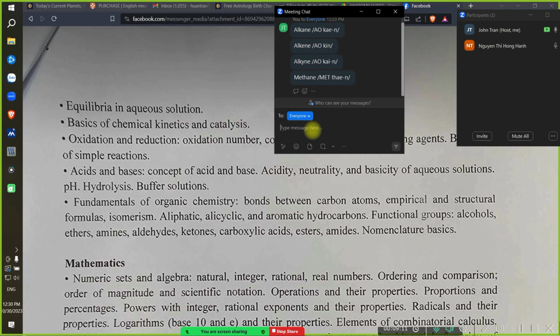Alright, you should also mention the overlapping. The pi bond is basically not a real bond. It's just an overlapping of electrons.